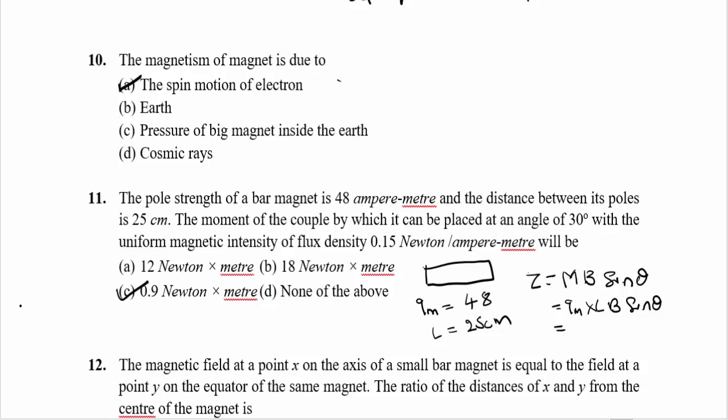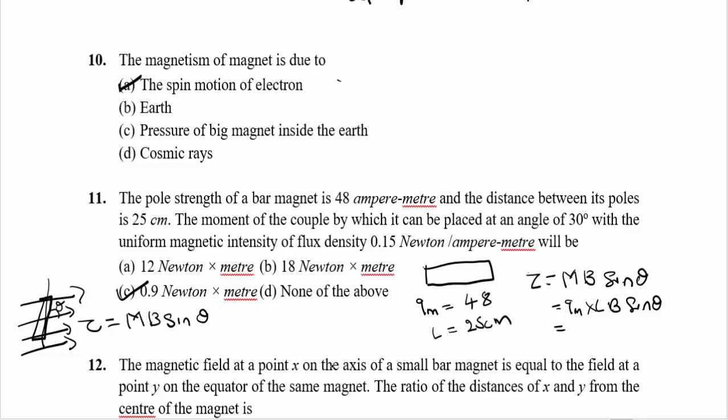If you take any magnetic field, and in this magnetic field a bar magnet is placed, making some angle theta, then what is the formula for torque acting on the magnet? Tau equal to mB sin theta. M is written as Qm into L, pole strength into length. So the option will be 0.9.